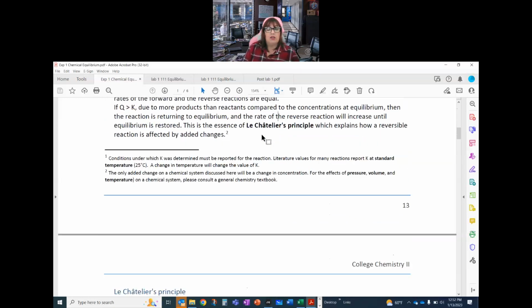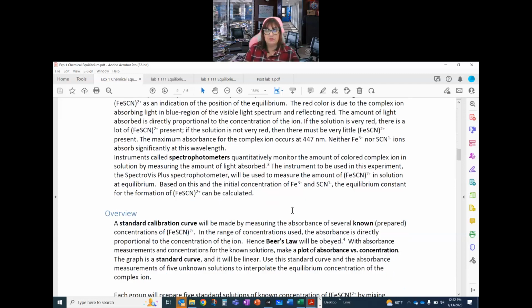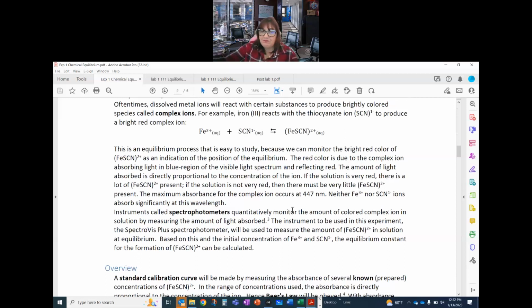So the actual equation for what we're going to be talking about is right here. You'll see that, and this is on page 14 of this lab is where that equation exists. And so that says Fe3+ plus SCN- goes to FeSCN, and that whole thing is 2+. So that's a complex ion that's formed between that metal and that anion.